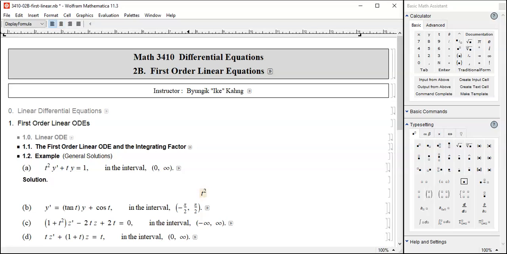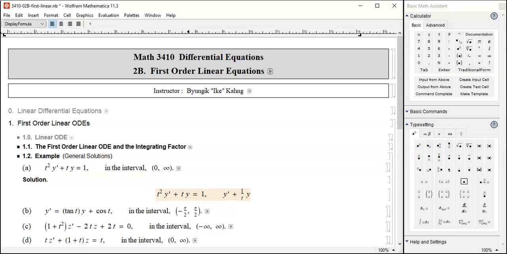So t squared y prime plus ty equals 1 is the problem. And the very first step is always to make it a standard form. Y prime plus, dividing by t squared, 1 over t y equals 1 over t squared, dividing by t squared. Alright, this is in the standard form now. So we have y prime plus py equals f. So what's p? Here, 1 over t.